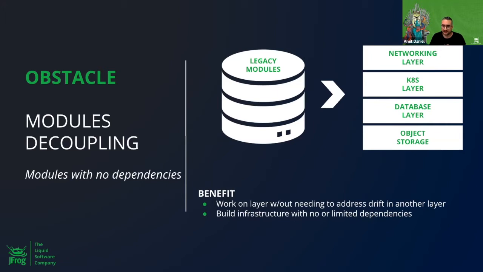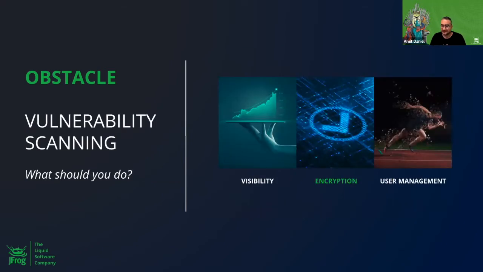This separation gave us the option to continue working on a layer without fixing drifts, if any, in another module. Make sure that we can build our infrastructure with no dependencies. I have another question for the audience. How many times have you built a resource and you find that this resource has security vulnerabilities and now you can't fix it? Here comes the magic.